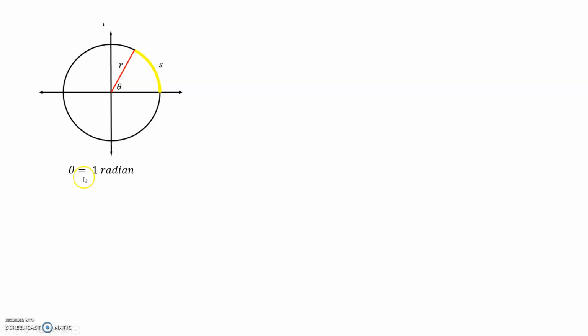So if the angle we have is exactly 1 radian and the radius is 5 inches in this case, then one can conclude the arc length is exactly 5 inches. The distance from here to here is the exact same as the radius. If the radius was 7 meters, then the arc length, 7 meters. And if the radius was 13.2 yards, the arc length, 13.2 yards.